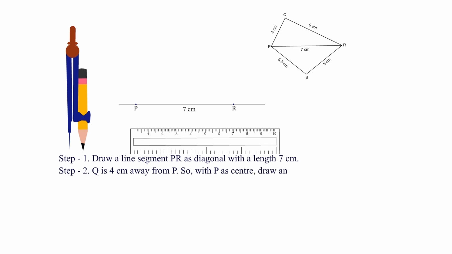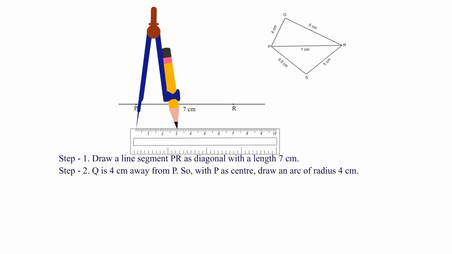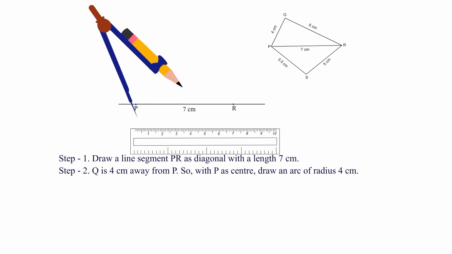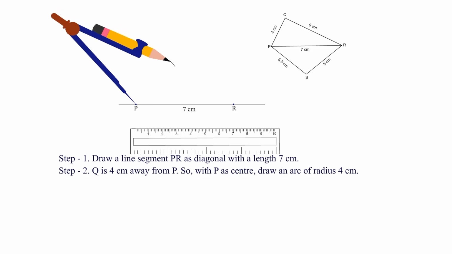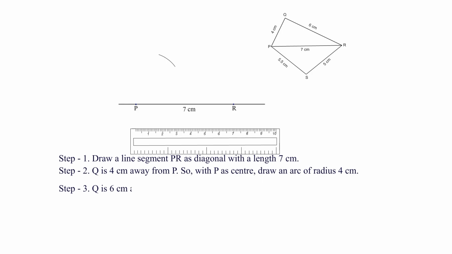Second step: Q is 4 centimeters away from P. So with compass, take an arc of length 4 centimeters. With P as center, draw an arc of radius 4 centimeters. Come on. All of it ready? Stretch your compass. Take a 4 centimeter arc and draw.